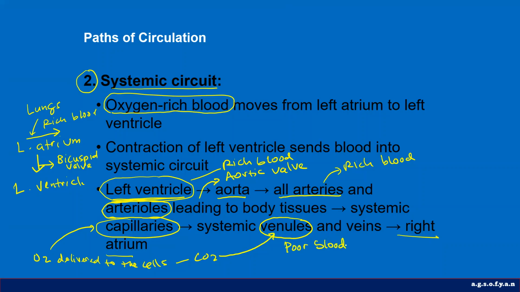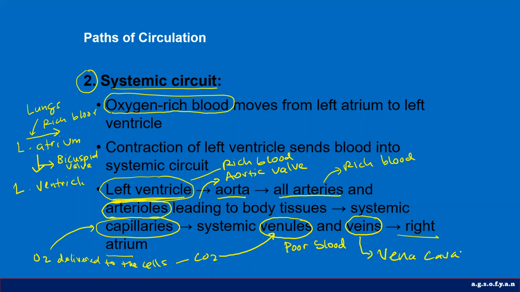Okay, no oxygen in it. And then these venules will combine into veins. And the name of the vein will be based on the organs that have that capillary. So for example, from the kidney, the names will be renal veins. And many veins will combine into the vena cava.